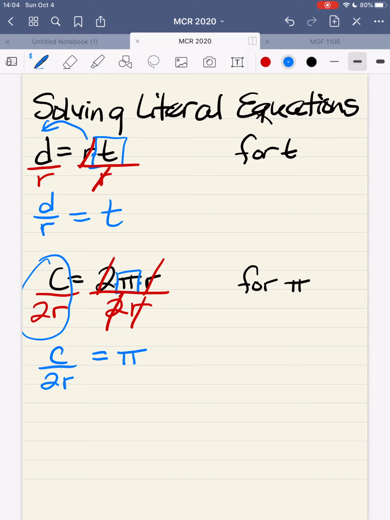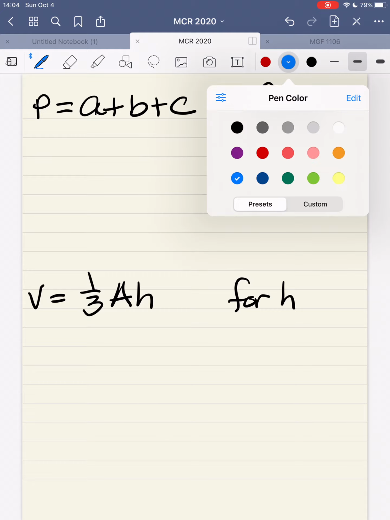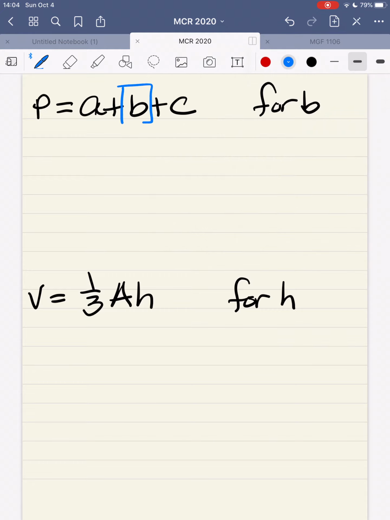Let's look at a couple more. Okay, so here I have P is equal to A plus B plus C. This happens to be the perimeter of a triangle, adding the sides, and I want to solve for B. Now, what I always do is when I see the variable, I kind of box it, and I want everything that is not B to go away. All right, and this is all addition, so anything we don't want, we have to subtract. So I need to subtract the A, and I need to subtract the C over to the other side.